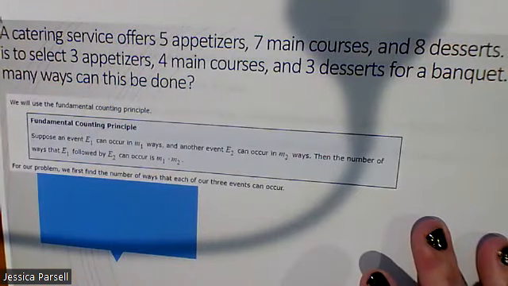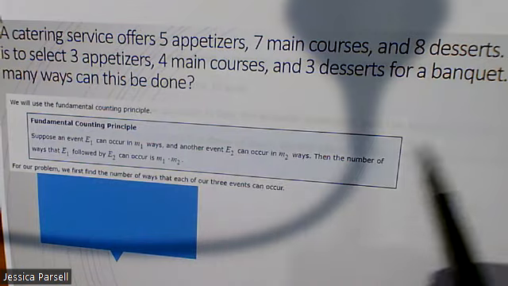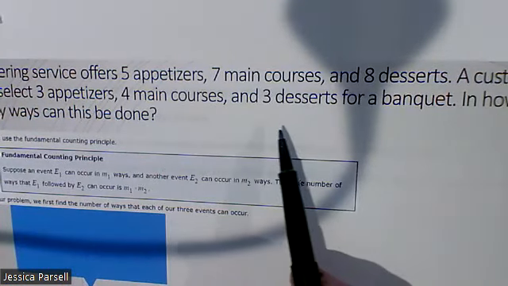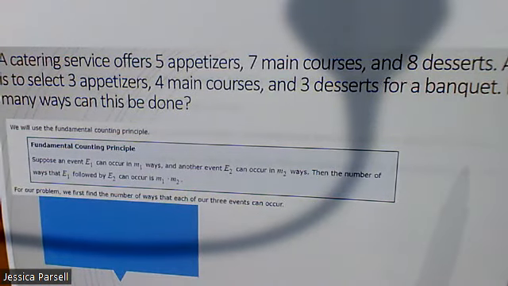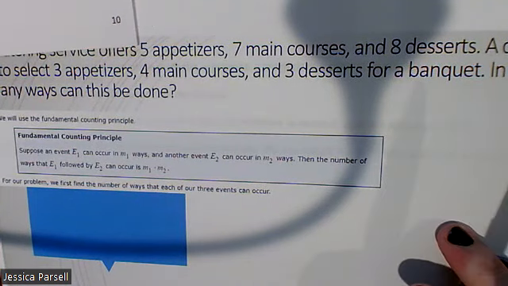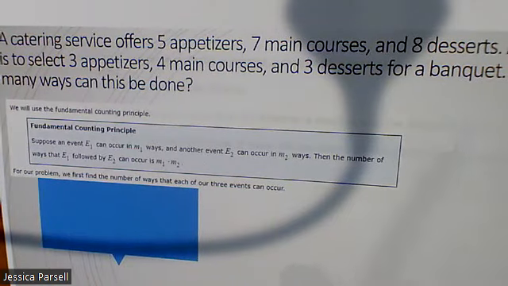Okay, a catering service offers 5 appetizers, 7 main courses, and 8 desserts. A customer is to select 3 appetizers, 4 main courses, and 3 desserts for a banquet. In how many ways can this be done? Okay, so this is slightly trickier than the ones we've been doing. There's a little more going on here.